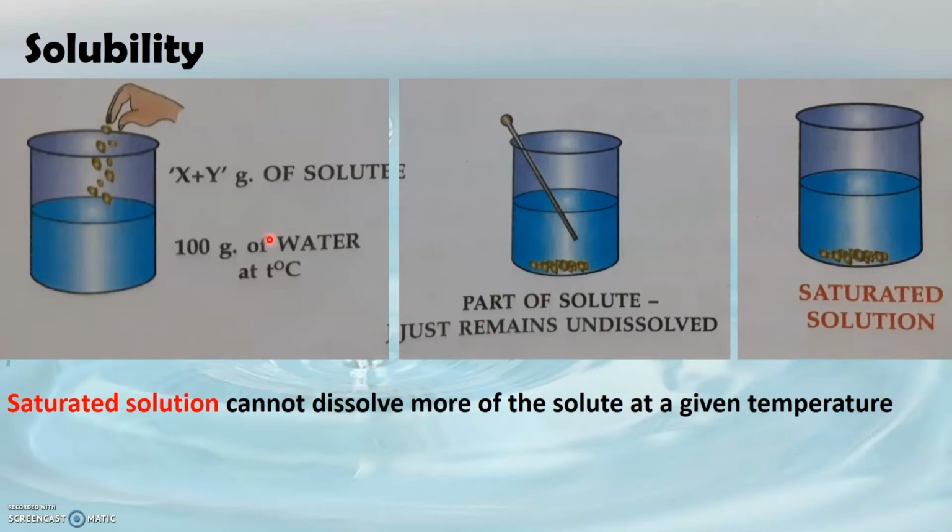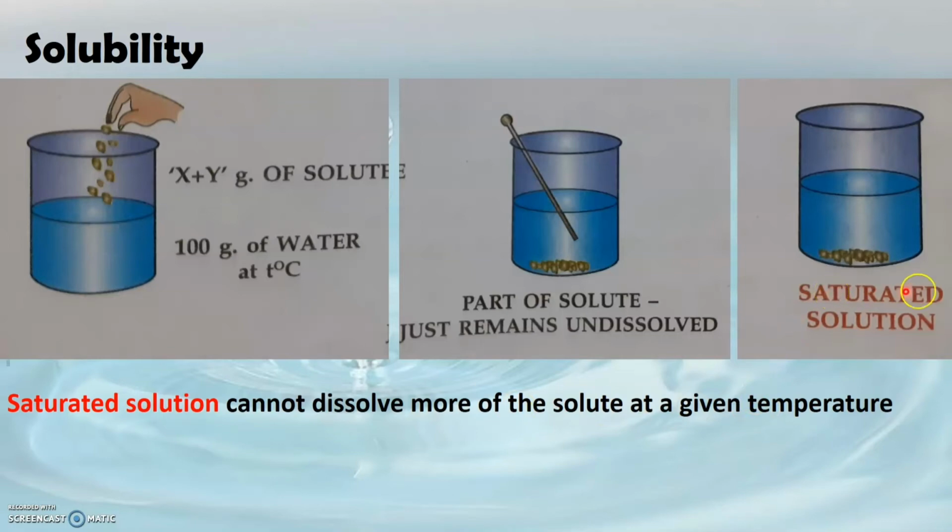Now to that unsaturated solution, we are again adding more solute. X plus Y gram is added to that 100 grams of water at the same temperature, T degrees Celsius. Even after mixing, we see a part of the solute remains behind at the bottom of the beaker. This shows that this part of the solute has not dissolved in the solvent, that is water. What we got as a solution is called a saturated solution, because this solution cannot dissolve any more solute at a given temperature.